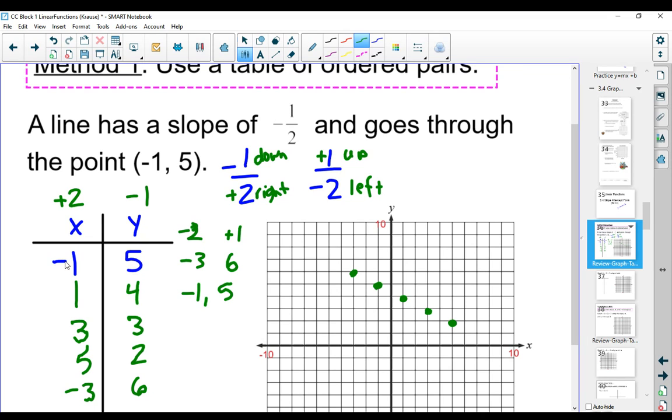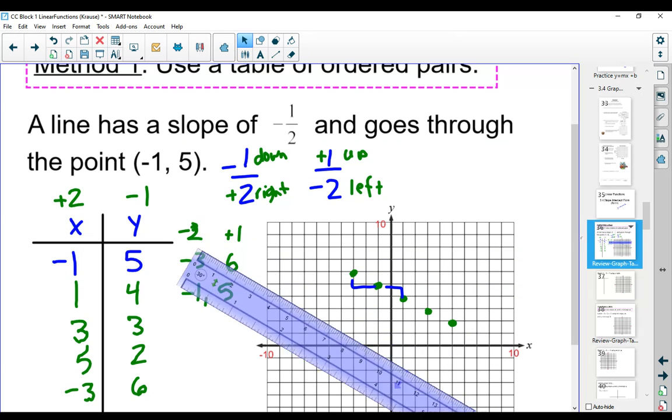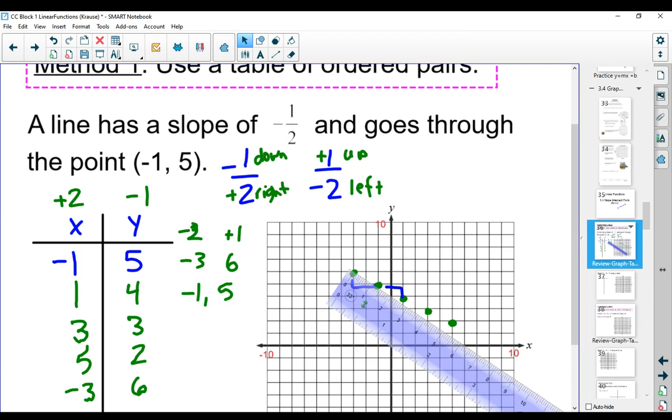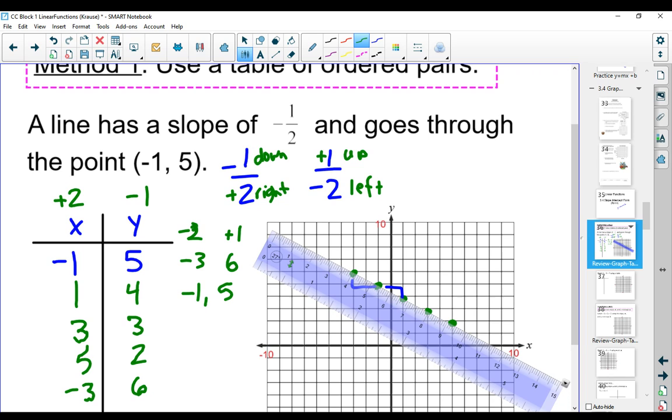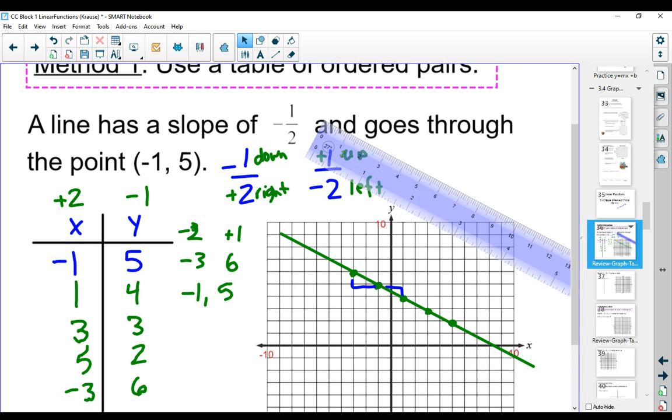We could verify that our slope works, because we should be going down 1, right 2, which we are, or up 1, left 2. Again, I would use a ruler here to connect my points. Let's see if it's a little more cooperative than it was the other day. Again, when you're drawing your graph, draw right through the Cartesian plane.